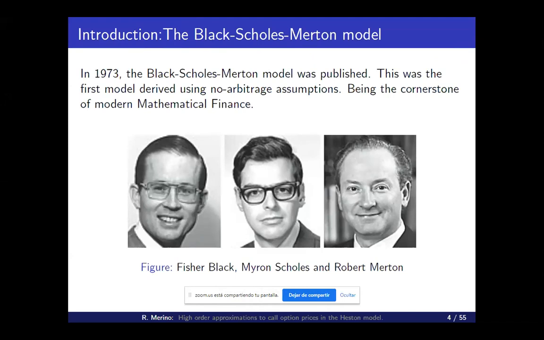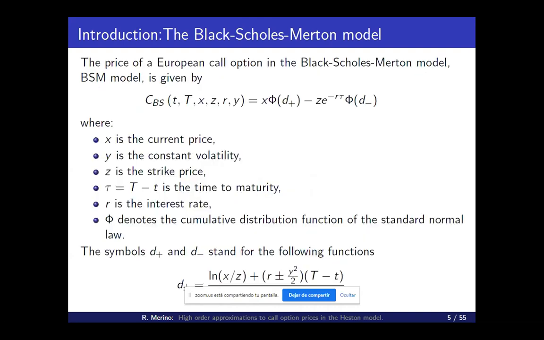Okay, this is the cornerstone of modern financial mathematics, and it's a formula that is still used today to quote prices, for example. So for us, it's going to be one of the principal terms in which we want to express things when we want to make a new formula for the Heston approximation. Okay, that will be our base model. Here is just the Black-Scholes-Merton formula, as we already know.